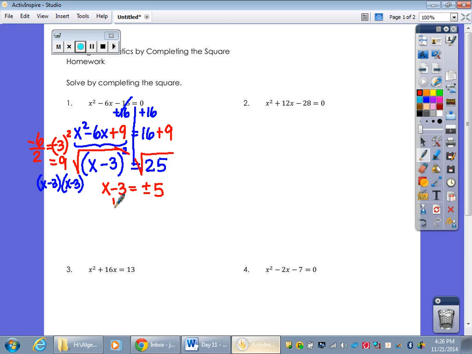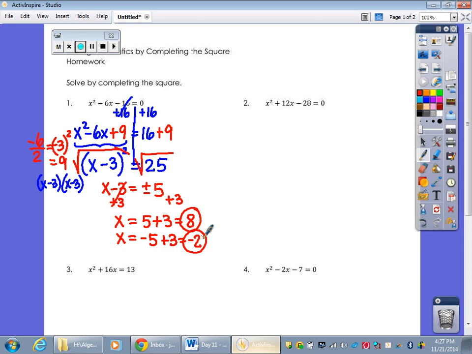Okay? Now when I add 3 to both sides, I'm going to get x is equal to 5 plus 3, and x is equal to -5 plus 3. So my two answers are going to be 8 and -2.